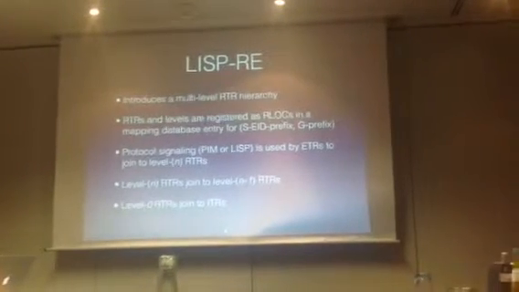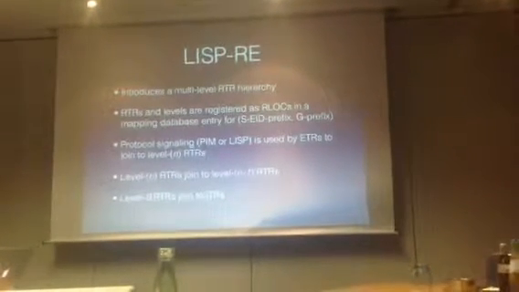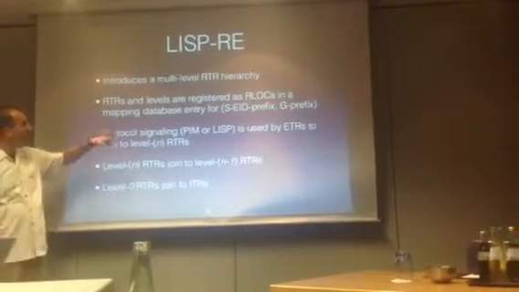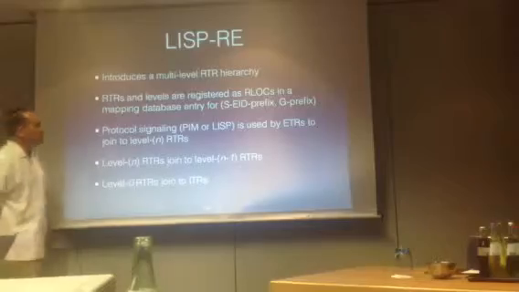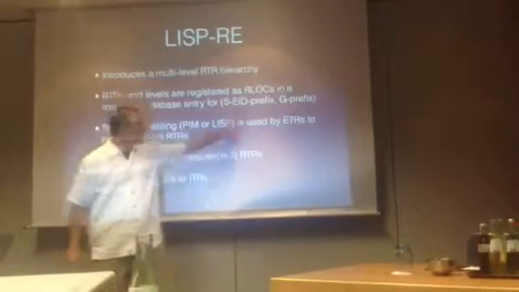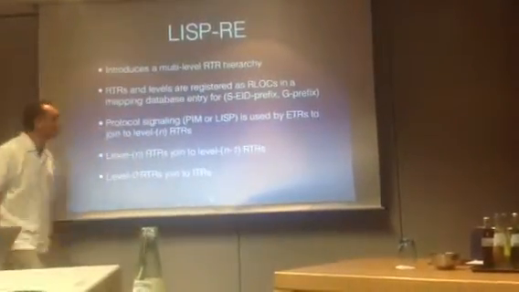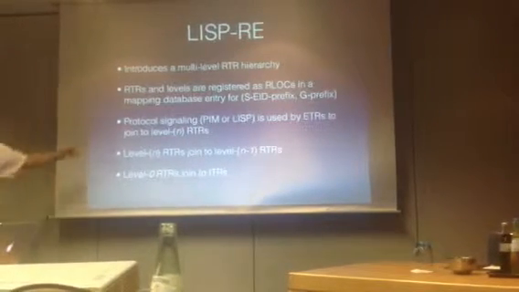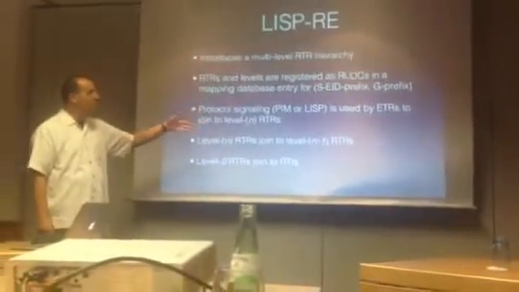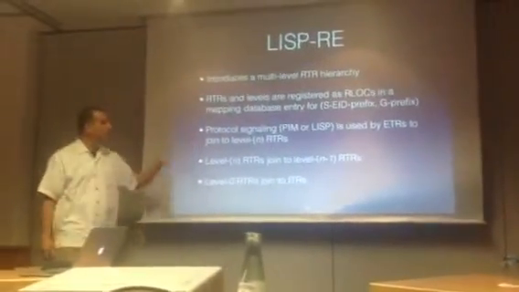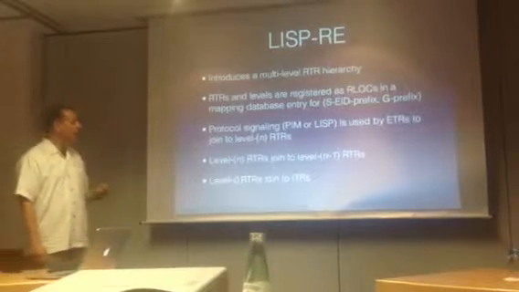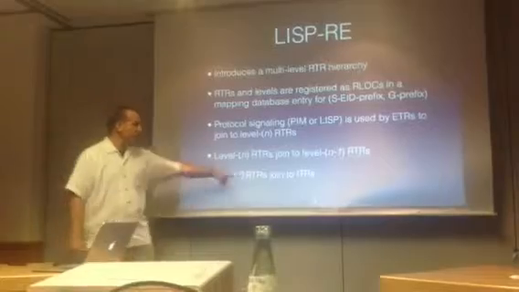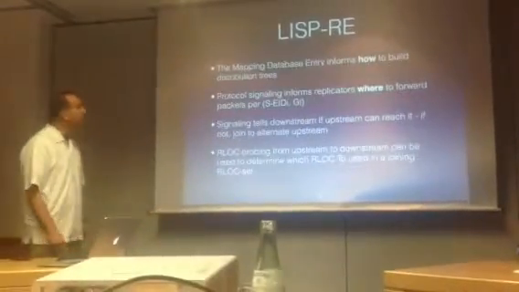So what LISP-RE introduces is a multi-level RTR hierarchy. RTRs at all levels are registered as RLOCs in the mapping database. And they'll register for an S prefix and a G prefix, because an S prefix may be an entire site where there's lots of sources. Protocol signaling using PIM or LISP is used by the ETRs to join level N routers. And then the level N routers will join level N-1 routers. And then the level 0 RTRs will join the ITRs. This is an example of how it can work.